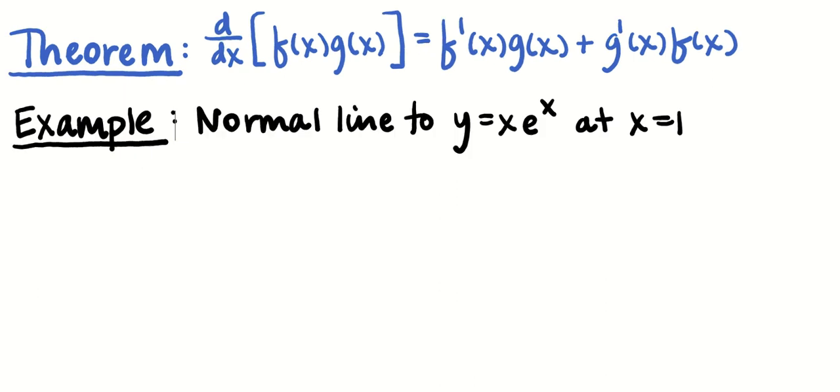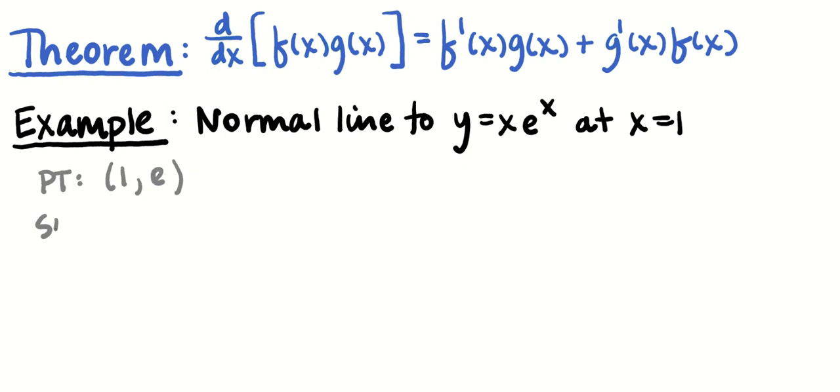Let's start with a nice little product, and we want to write the equation of the normal line. And remember, the normal line is perpendicular to the tangent line at the point of tangency. So I'm going to need a point. Maybe I'll switch up the color. I need a point, and that will be where x is 1, and y is equal to 1 times e to the 1. Well, 1 times e to the 1, that's just e. So I'm going to just say that's e.